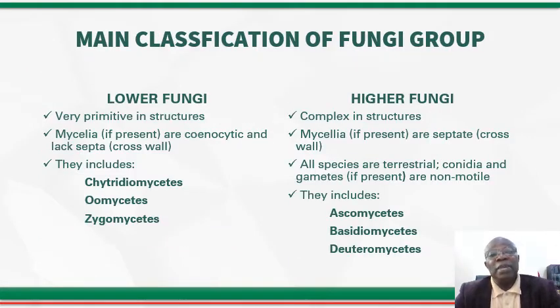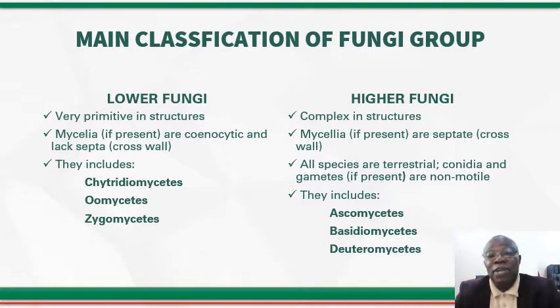The main classification of fungi is into two groups, the lower fungi and the higher fungi. Under the lower fungi, we have very primitive members in which the structure is very primitive. Their mycelium, if they have any at all, is coenocytic, that is, they have no cross wall. These lower fungi include the Chytridiomycetes, the Oomycetes, and the Zygomycetes.